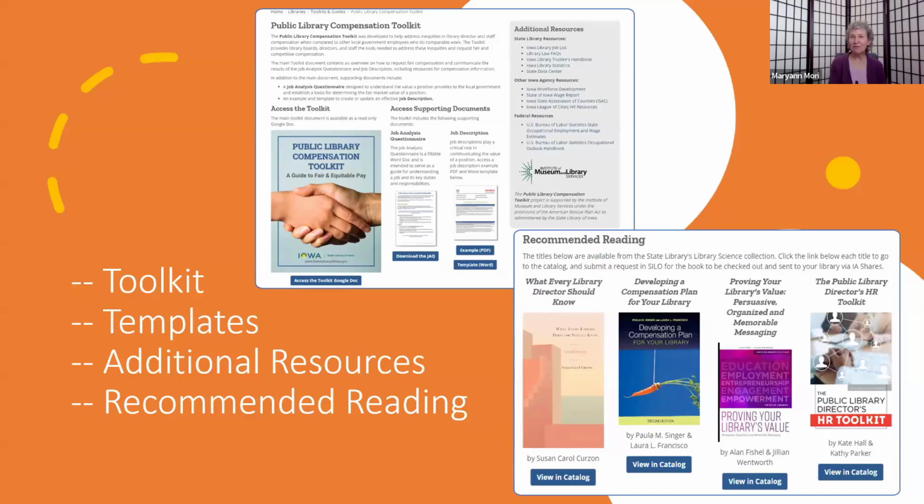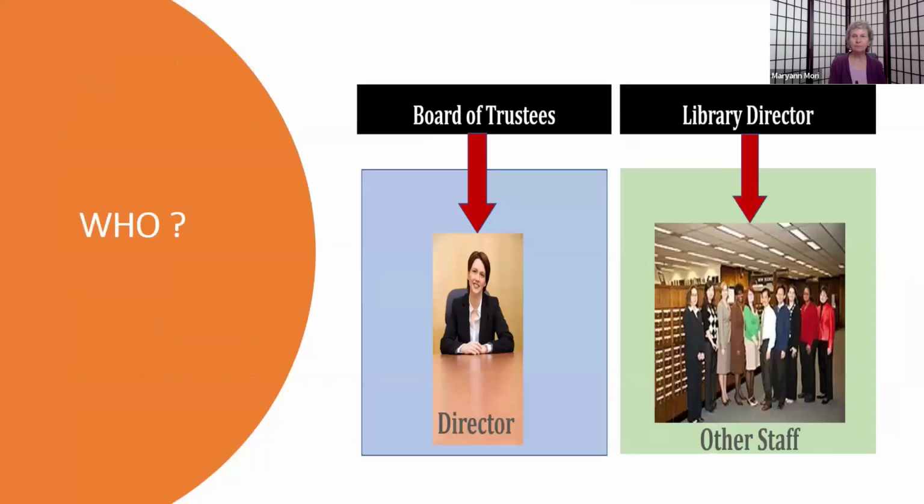There is also a template for developing job descriptions, several other resources pertaining to hiring and statistical data, as well as some recommended reading. Those are books that the State Library has available in our professional development collection. You can access them free via interlibrary loan. The toolkit and the assorted templates are all available for you to download and use without charge.